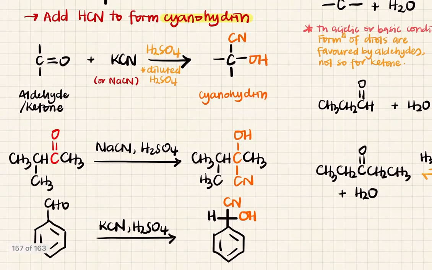Now let's say if you have ketone. Ketone react with NaCN in the presence of dilute sulfuric acid, you will get cyanohydrin. Okay, ingat awak dapat cyanohydrin. Alright, ni aldehyde.